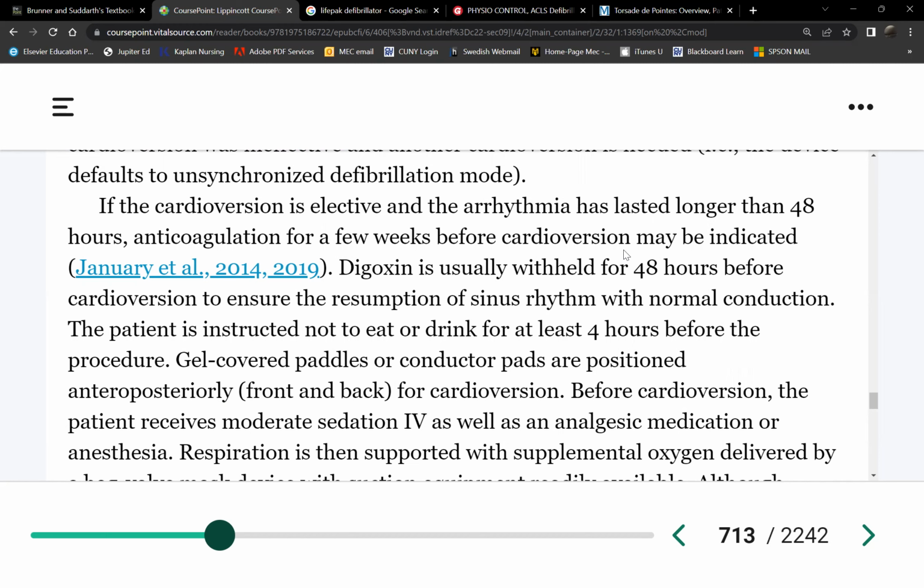Okay, so for cardioversion, we usually start at 50. Yeah, lower, 50 and then 100, with external defibrillation, right?